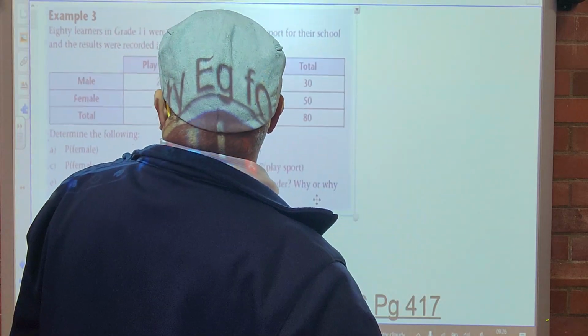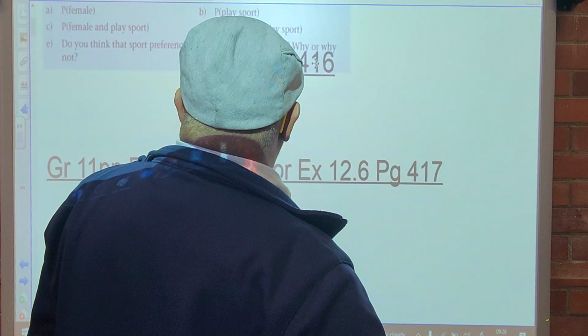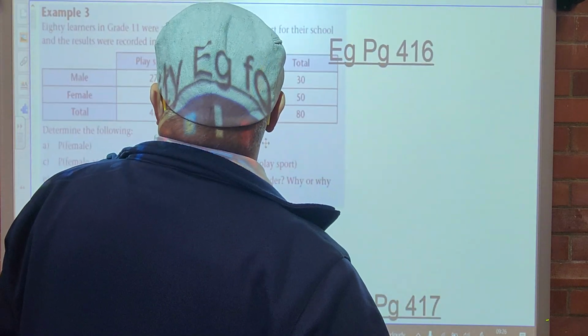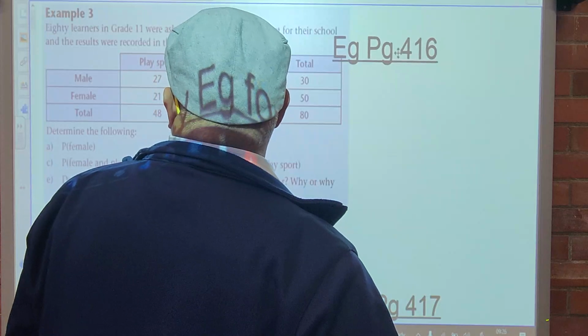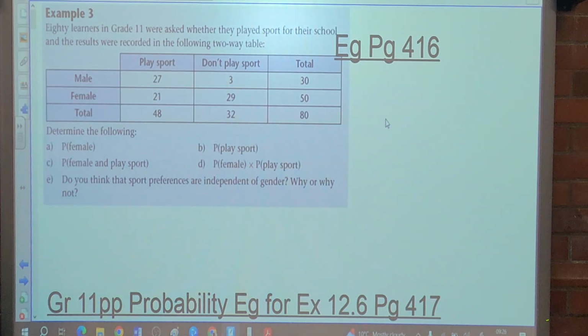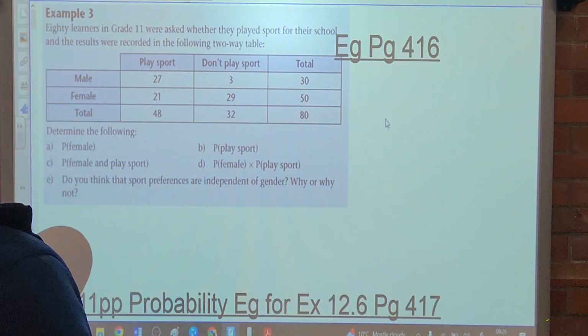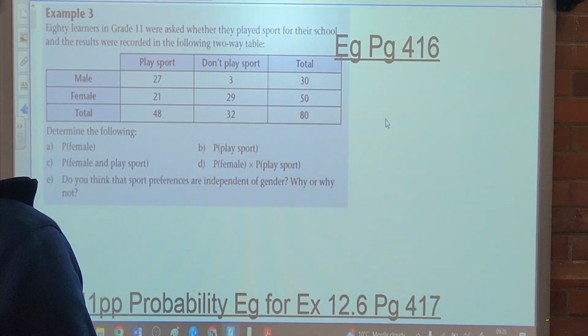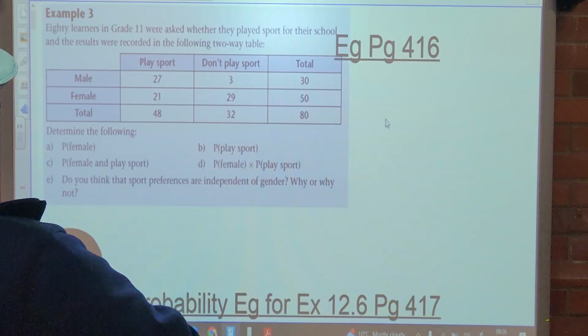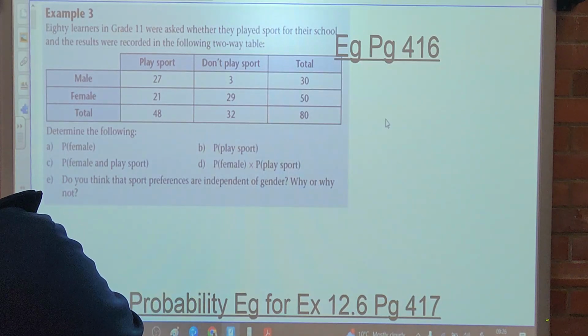Here we are told that 80 learners, and this is on page 416. 80 learners in grade 11 were asked whether they played sports with the school, and the results were recorded in the following 2-by-2 table. So we got males and females. The total number of males in the survey is 30 and females is 50. Play sport, the total is 48. And don't play sport is 32. And the grand total of the people surveyed, there are 80 people in total.